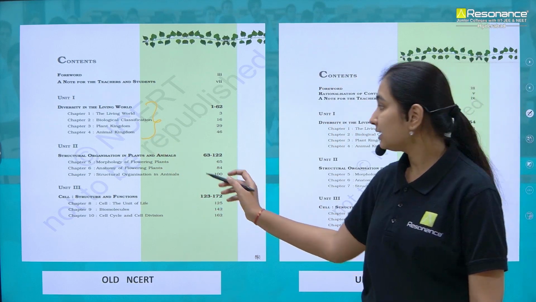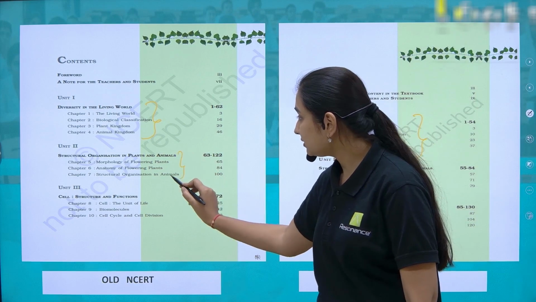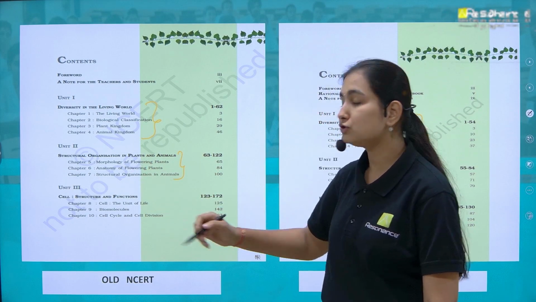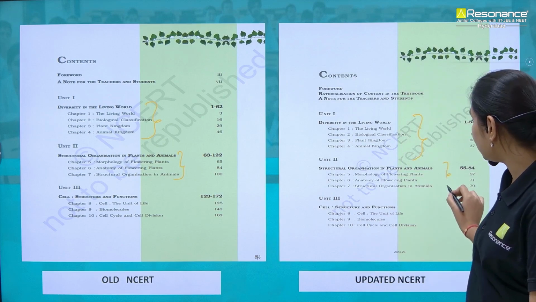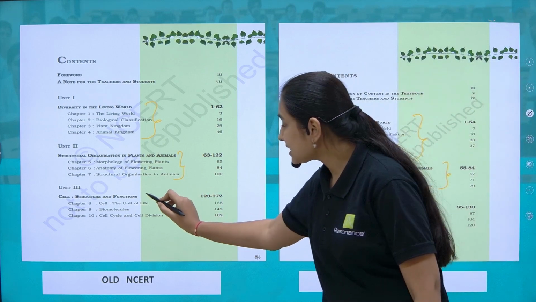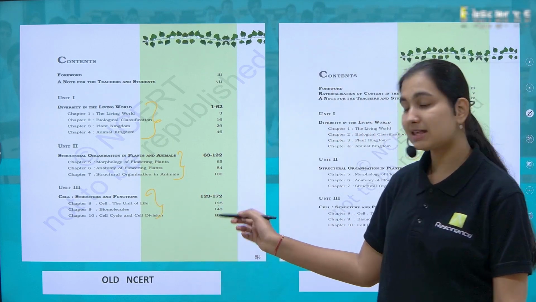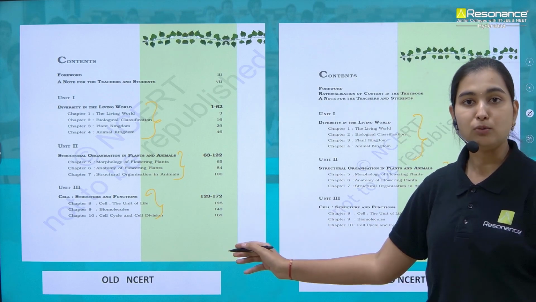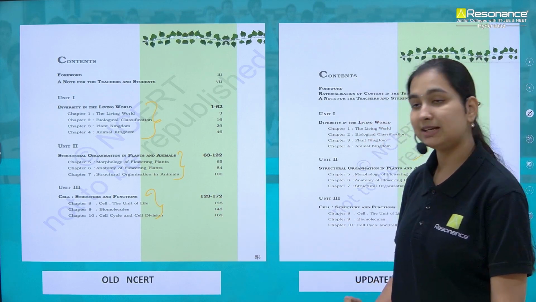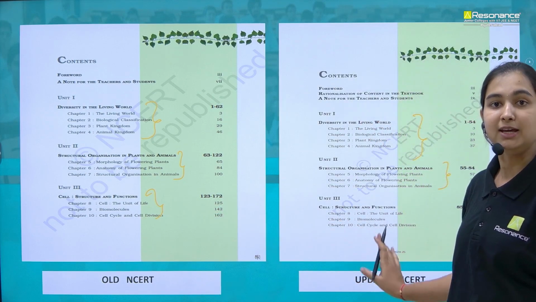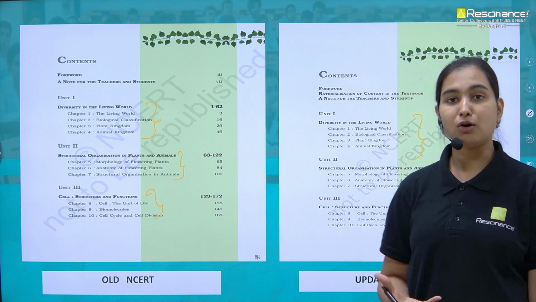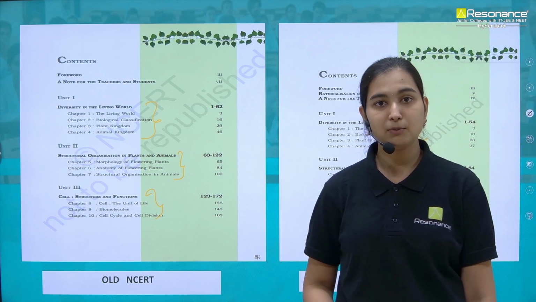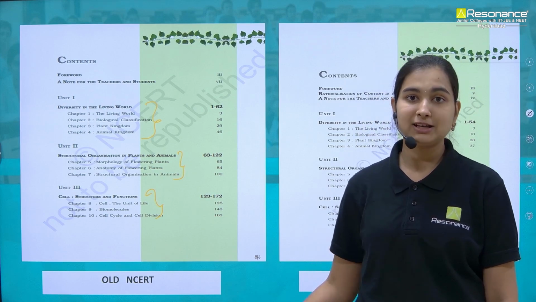Next, in the second unit, we have 3 more: morphology, anatomy and structural organization. The same chapters are here as well. Now in the third unit, we have the cell, the unit of life, biomolecules, and cell cycle and cell division. The same is there in the new and updated NCERT. But what about the content? Do we have exactly the same content? So stay tuned for further clarification.